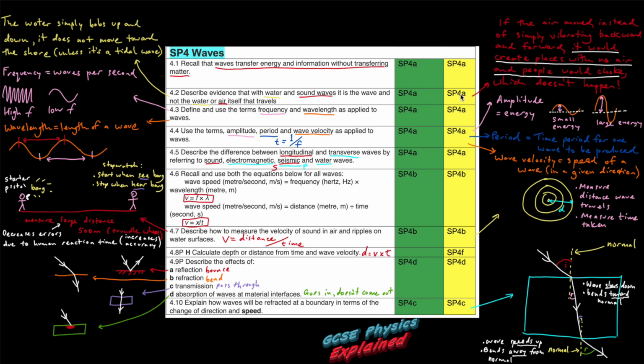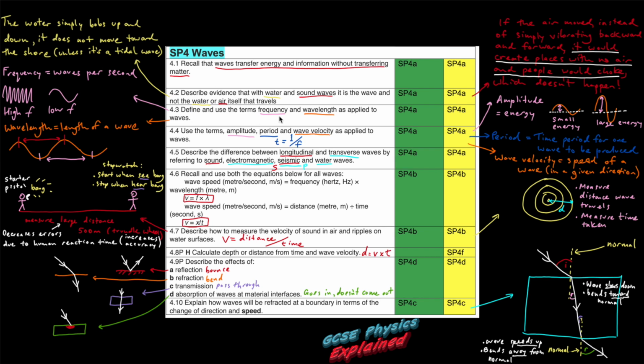And in terms of the air moving, well, if a wave travelled and if the air moved, instead of simply vibrating backward and forward, it would create places with no air, and people would choke if they walk into that area, which simply doesn't happen. So the sound travels, the wave travels, by vibrating the air. The air just moves a little bit forwards and backwards, just like the water moves a little bit up and a little bit down.